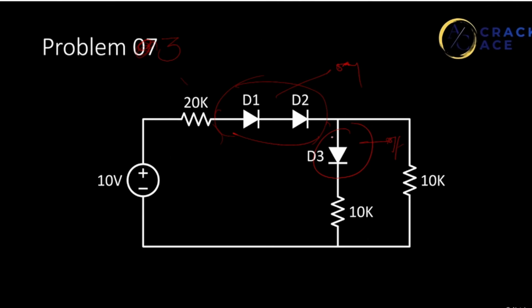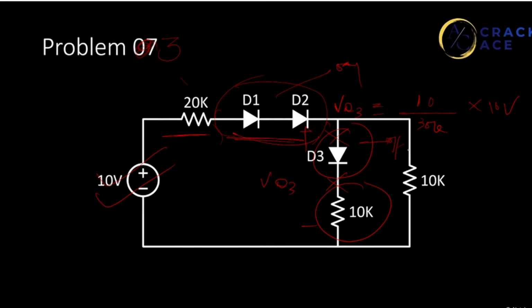Okay, so let me put a cross mark here. Let's say this voltage is VD3, as we are calculating across VD3. As it is open, there is no drop across the 10. So what is VD3? 10 divided by, here is 20k, so 30k, into 10. This supply is 10. So VD3 is 10 by 3 volt. Let's assume this is the reference 0 volt. So VD3 is greater than 0.